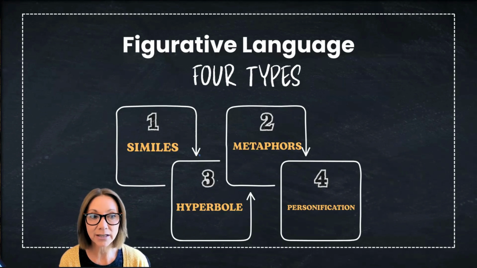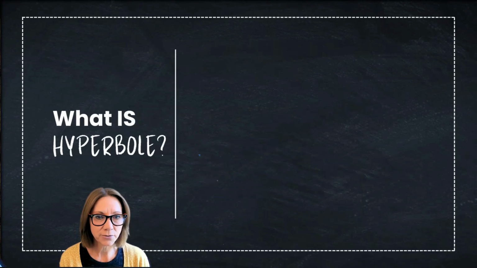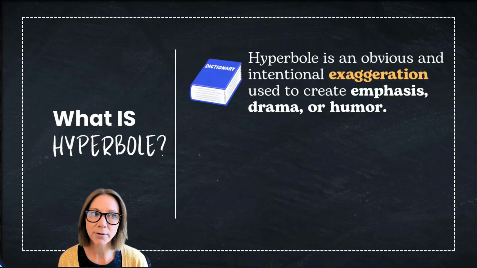And today we're going to look at number 3, hyperbole, which is a fun word to say. So hyperbole is figurative language that is over the top. And we do this on purpose. It creates an effect. Usually it's kind of for humor, but it can also be for drama. So you're going to look at the definition first. Hyperbole is an obvious and intentional exaggeration used to create emphasis on drama or humor.